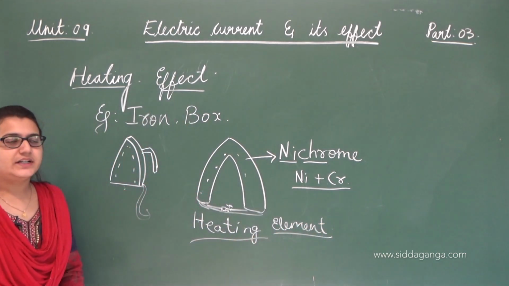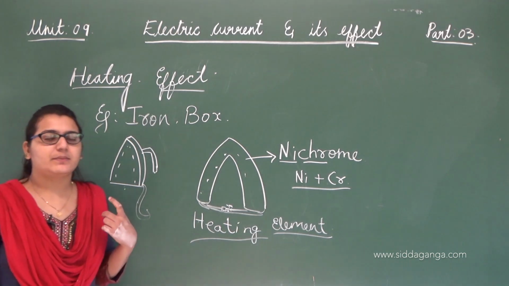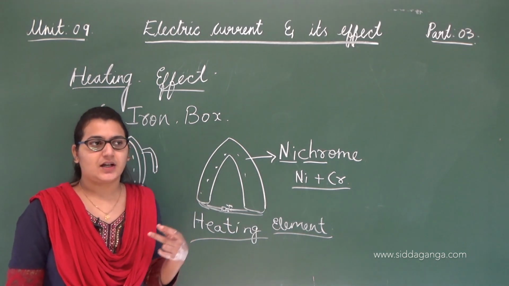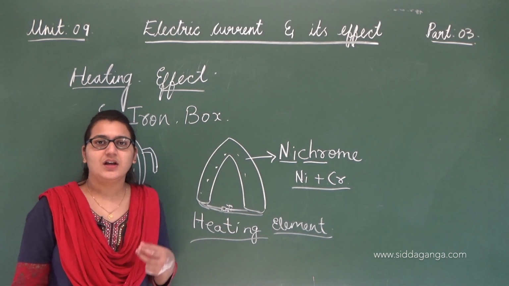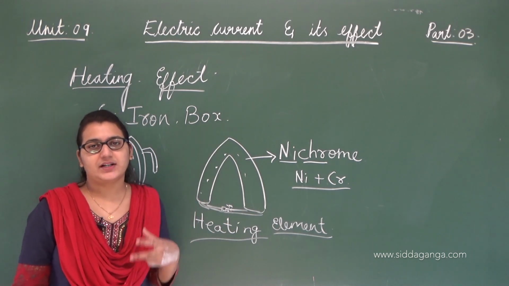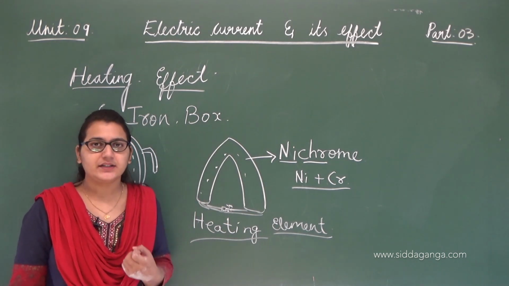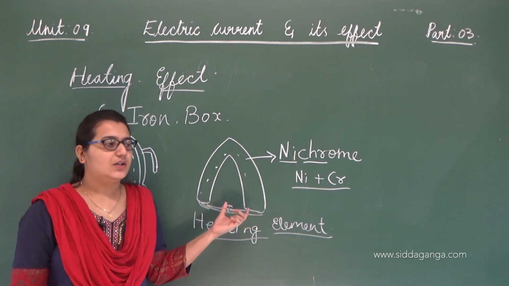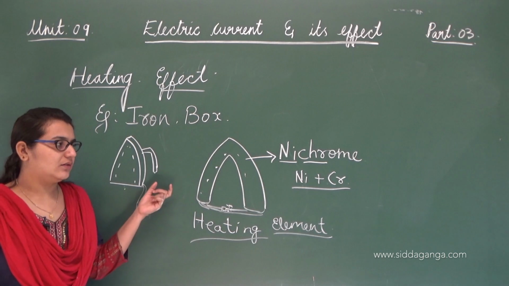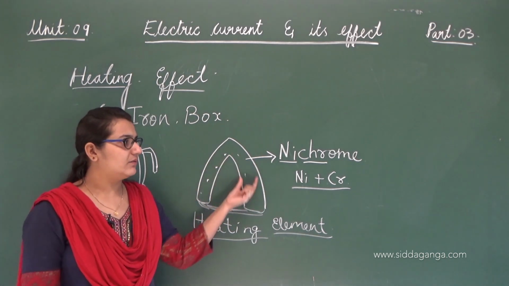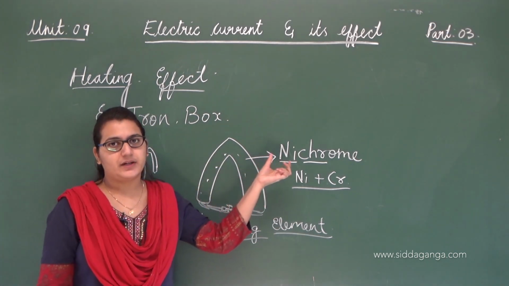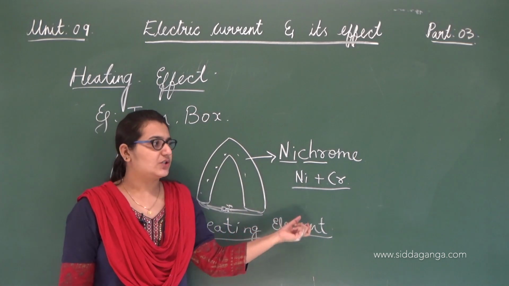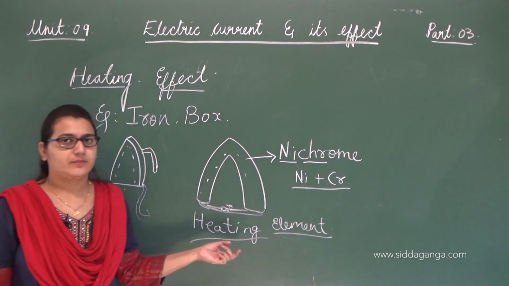So heating elements are the materials present inside these appliances which make use of electricity. Due to the electric current, they get heated up and we can make use of this heat. In the iron box, the heating element is this inverted V-shaped structure made up of a metal called nichrome, which is a combination of nickel plus chromium.